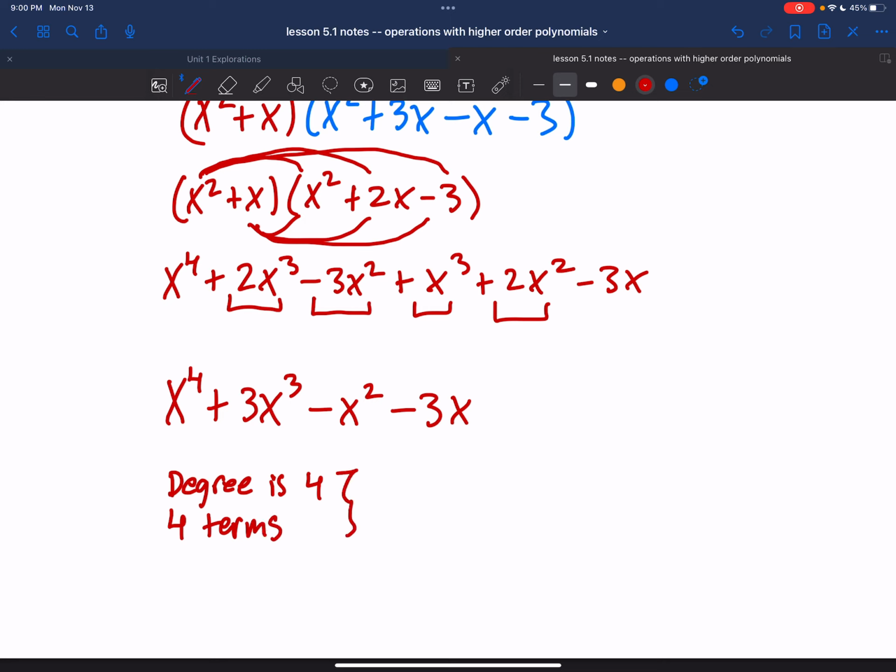So that would classify this as a what, right? Technically, a quartic, because it's degree 4, quadrinomial.